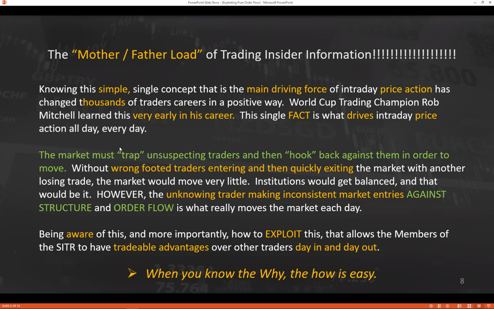So here's the deal. The market must trap and hook unsuspecting traders and then hook back against them to force them out in order for price to move. Without wrong-footed traders entering the market at the wrong time and then quickly exiting with another losing trade, the market would move very little. Institutions and firms would get balanced. If we weren't hooking and trapping, this thing wouldn't move.